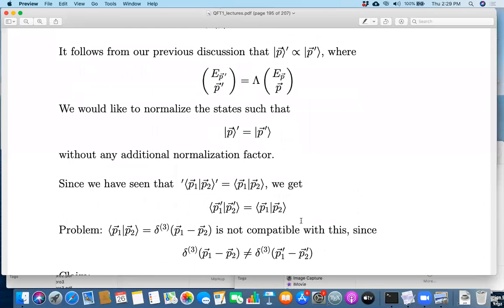Is this clear? So the conclusion is that if we want to normalize the states such that this holds, then we cannot also choose that this relation holds, because this combination is not Lorentz invariant.